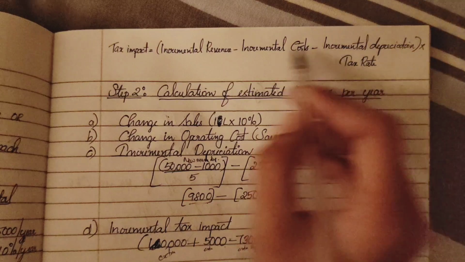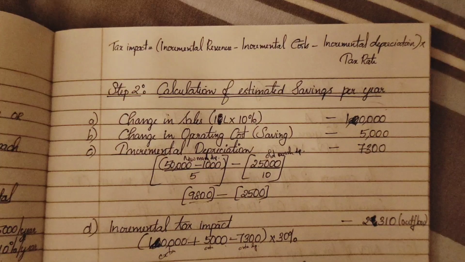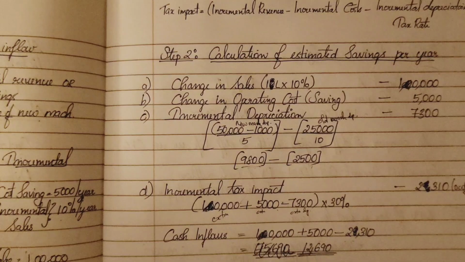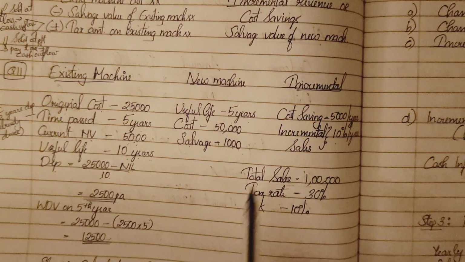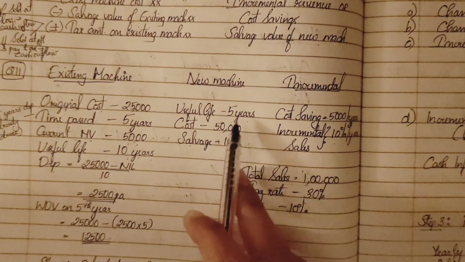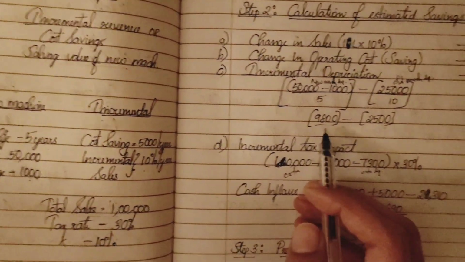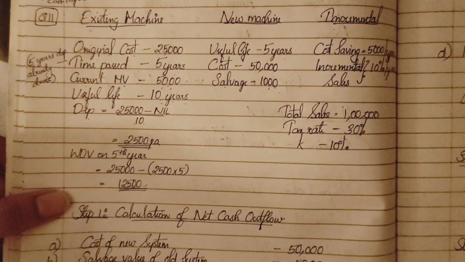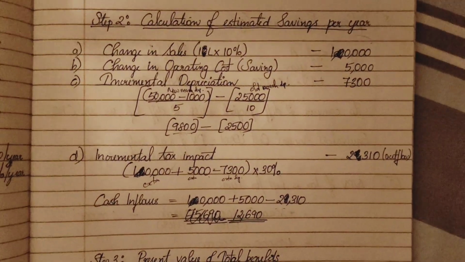So there is no incremental cost. Incremental revenue is 15,000. Then we have to compute incremental depreciation, that is, the change in depreciation between the new machine and the old machine. How do we compute the depreciation of the new machine? Cost 50,000, salvage 1,000, useful life 5 years. So cost minus salvage value divided by useful life, we get 9,800 as the depreciation of the new machine. Then for the old machine we have already computed 2,500 per annum. So what is the incremental depreciation? 7,300.